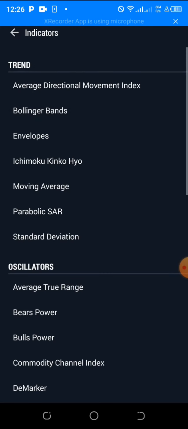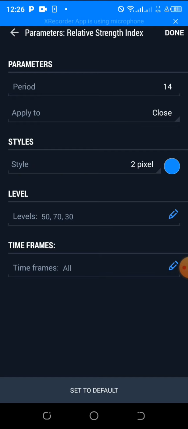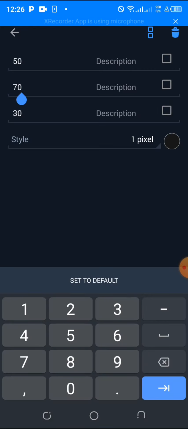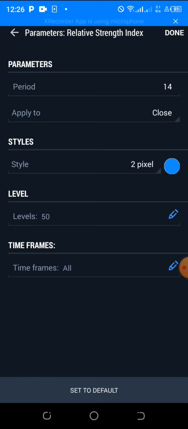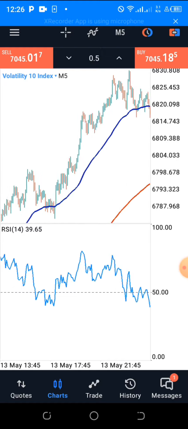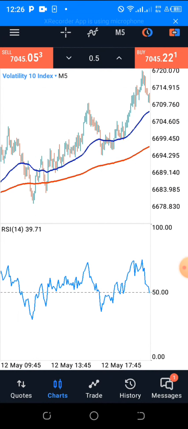Then you're going to go on oscillators. Under oscillators, we want the relative strength index, the RSI. It will have the default settings. I'm going to be making use of the default settings, but what is most important is that we need to remove the other levels. We only want level 50 to be visible on our chart. Then when you're done, you click done. So these are the settings that we have. So let's look at how this strategy works.